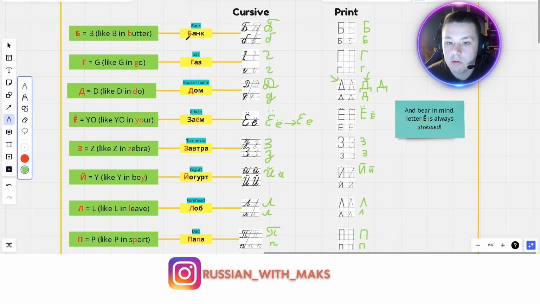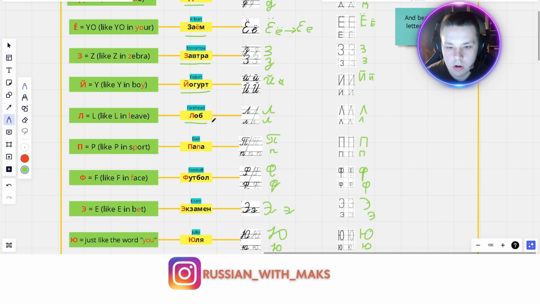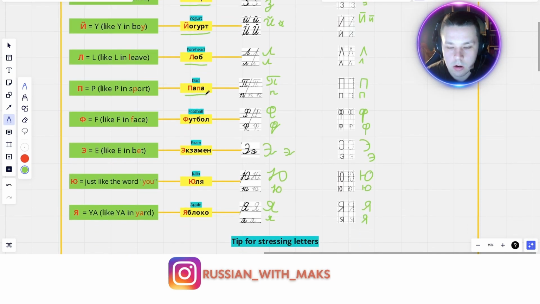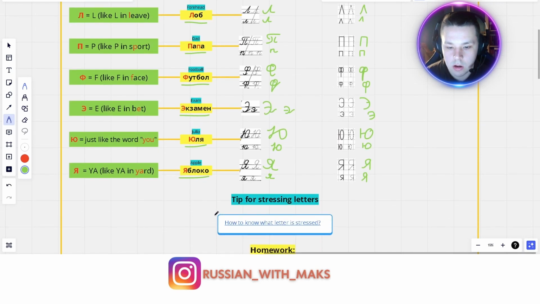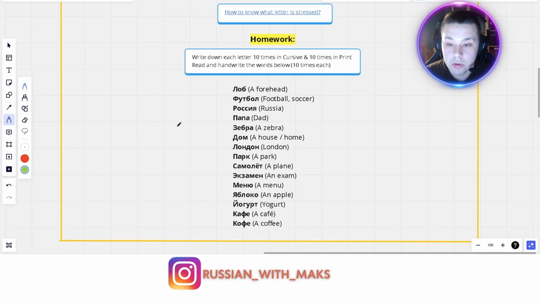Now let's read all these words. You read first and I read right after you. Банк, газ, дом, заем, завтра, йогурт, лоб, папа, футбол, экзамен, Юля, яблоко.